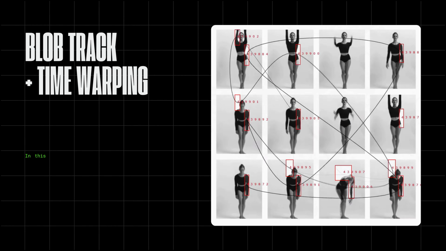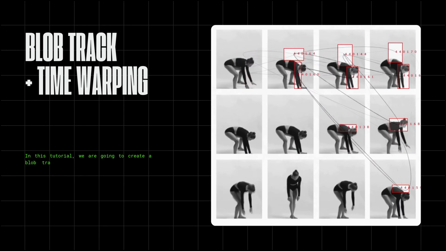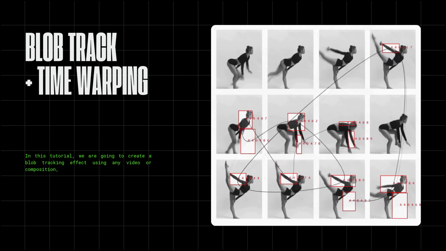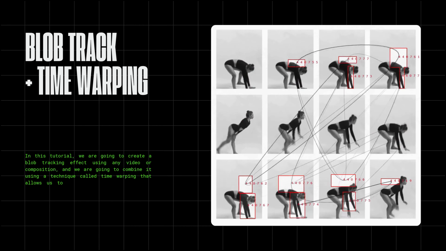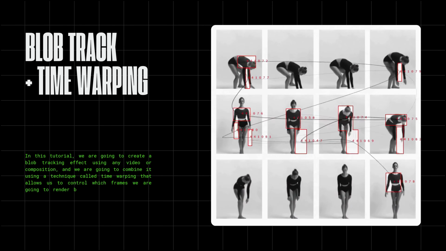In this tutorial, we are going to create a blob tracking effect using any video or composition, and we are going to combine it using a technique called time warping that allows us to control which frames we are going to render based on certain logic.